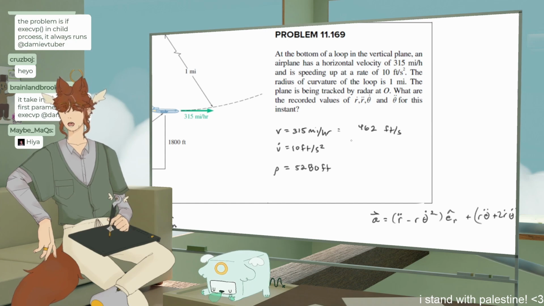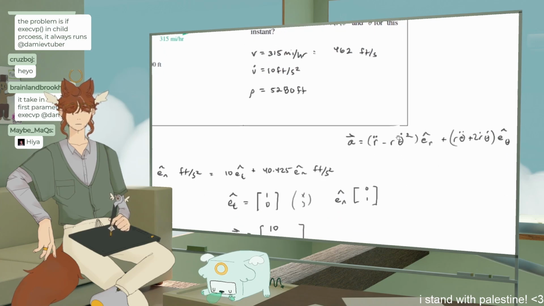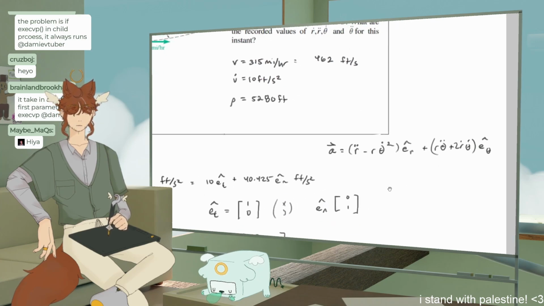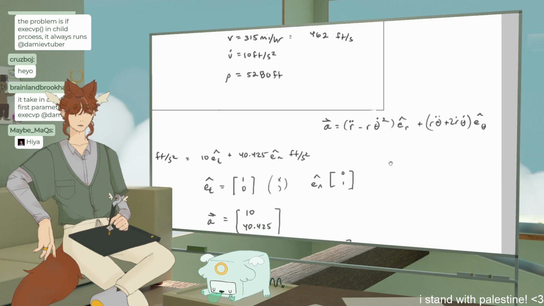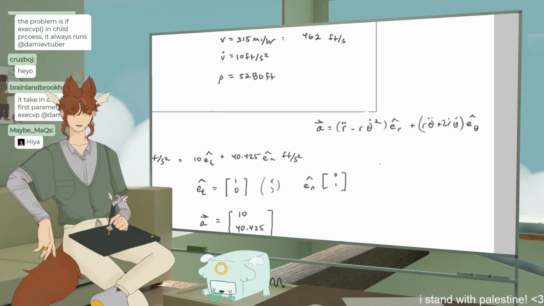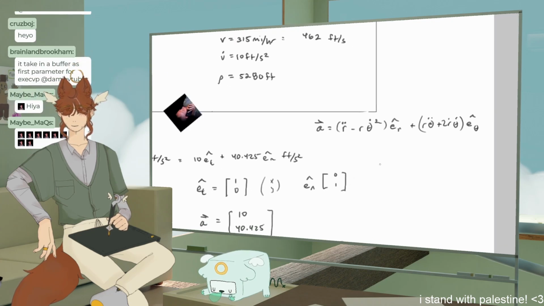We know that it has some normal acceleration, and it has some tangential acceleration. So basically nothing is off the table in terms of solving for things. So how am I gonna do this? How am I gonna do this nicely?